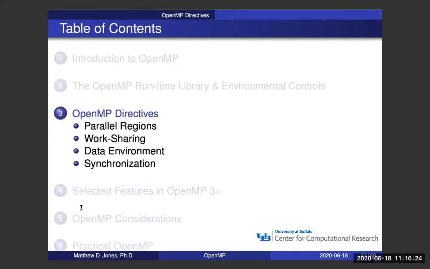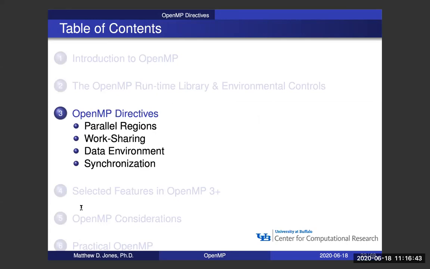Okay, so that didn't take very long to talk about the runtime library and environmental controls. The vast majority of people will just use OMP_NUM_THREADS for the environmental controls and ignore a lot of the other stuff. And I've got some specific examples coming up here at the end that I'll show you that illustrate this. So let's talk about the directives themselves.